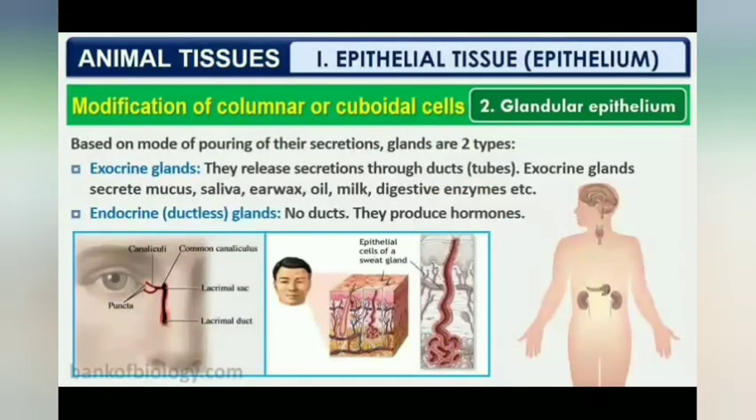Now, based on the mode of pouring of their secretions, glands are of two types: exocrine glands, the glands that release secretions through ducts, that is tubes. Exocrine glands secrete mucus, saliva, earwax, oil, milk, digestive enzymes, etc. And endocrine glands, which do not have ducts, produce hormones which are released directly into the bloodstream.